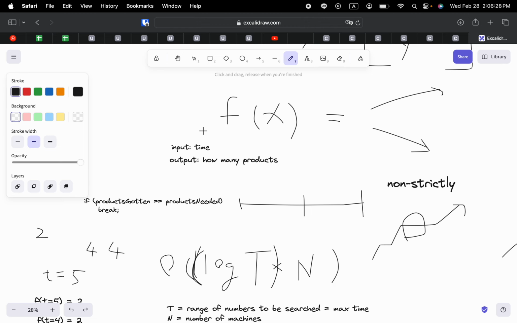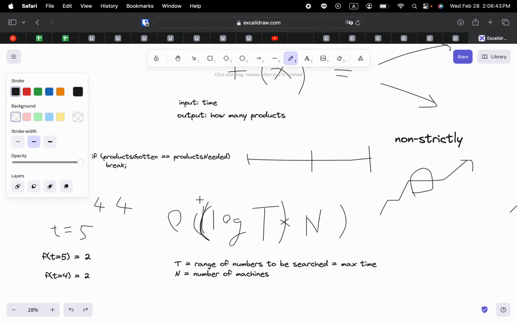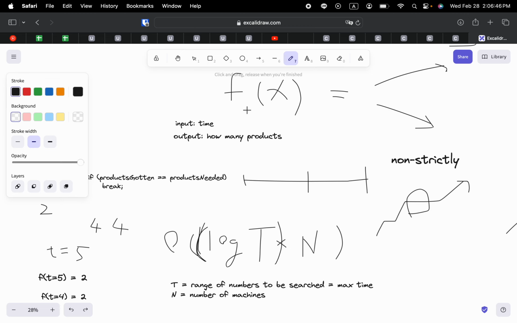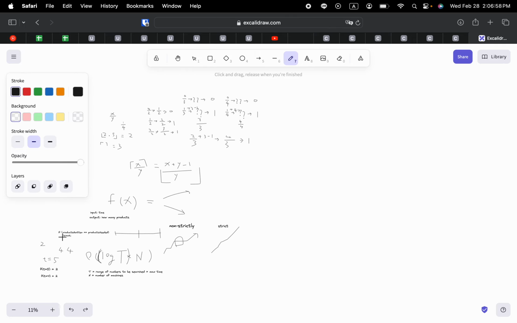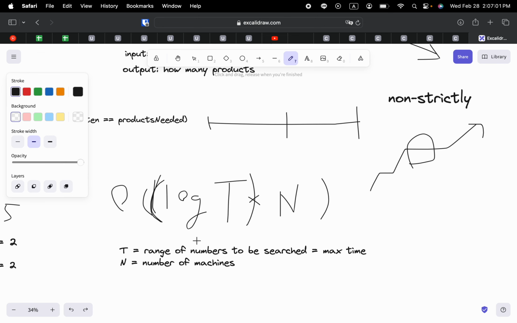Wait, let me think. It's like when you have a loop, you fix the outside loop and find exactly how many times the inside loop does the check, and you multiply. So right now you're asking, if you know the time, how many products will you get if you use this amount of time, right? So then you check every machine. Remember we talked about this at the beginning. Okay, that's it.